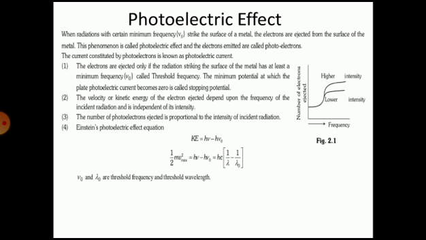Third one, the number of photoelectrons ejected is proportional to the intensity of incident radiation. So the number of photoelectrons ejected is directly proportional to the intensity. The higher the intensity of the light, the more photoelectrons are ejected from the metal surface.